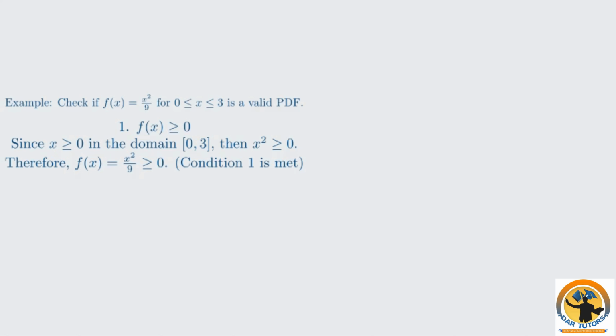Now for the second condition. The total area must be 1. We need to integrate f of x from 0 to 3. The integral of x squared over 9 is x cubed over 7.